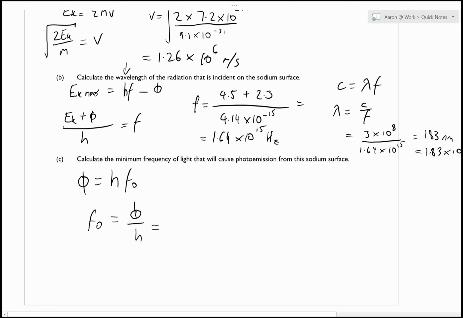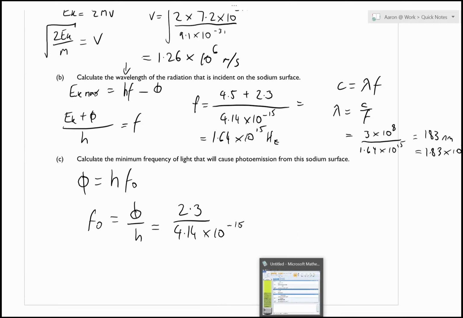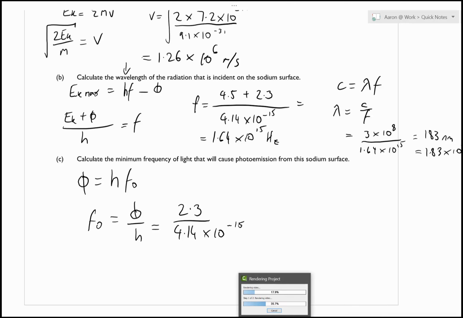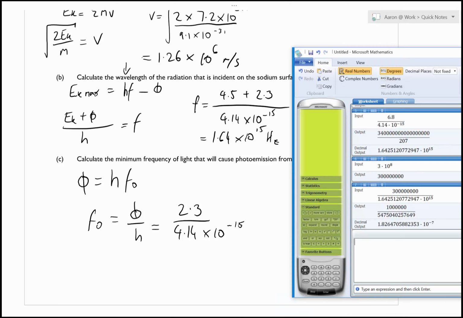Now remember, phi is 2.3. And if we've got that in electron volts, we need h in electron volts as well. It's just much easier doing it this way. You could convert to joules, but why would you? It's much easier if you're given the work function in electron volts. Let's just use electron volts.